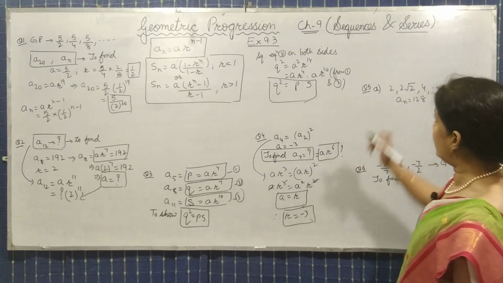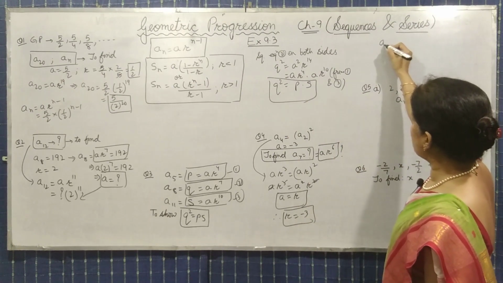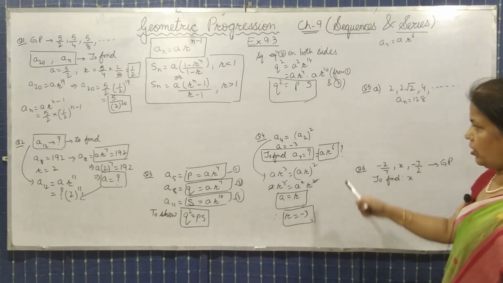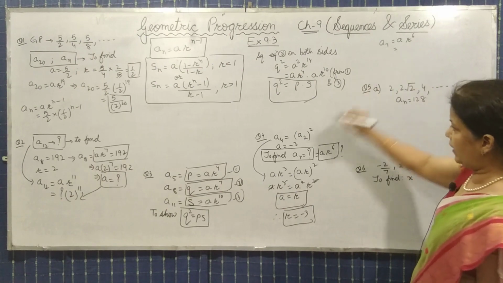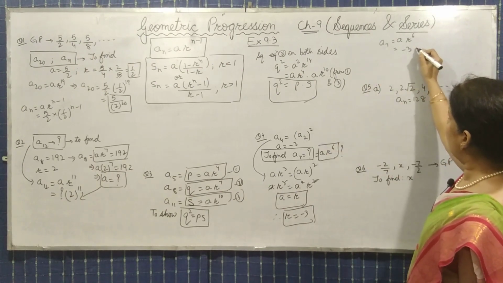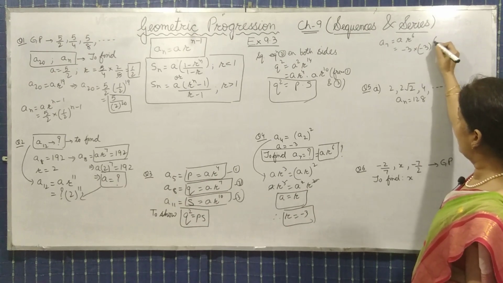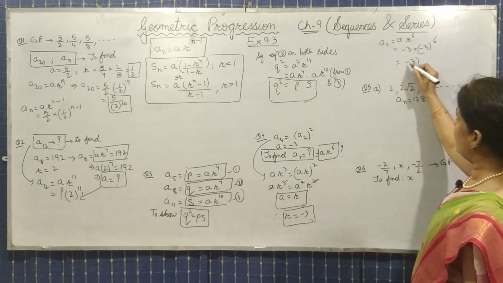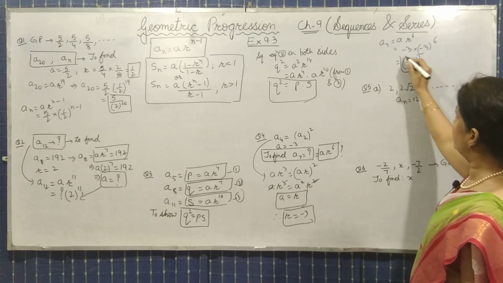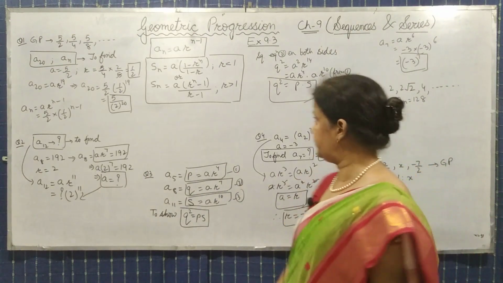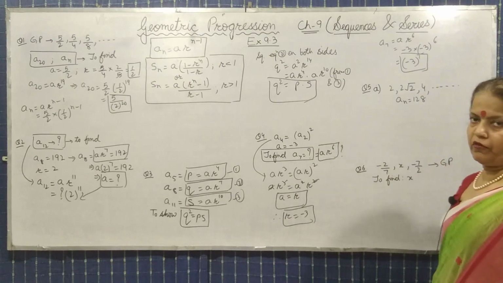Now come to the question. We have to find out A7. A7 is a r power 6. Now substitute the value. a is -3 into r, r is also -3 power 6. Now -3 power 7. Okay. Is it clear? Question 5th.